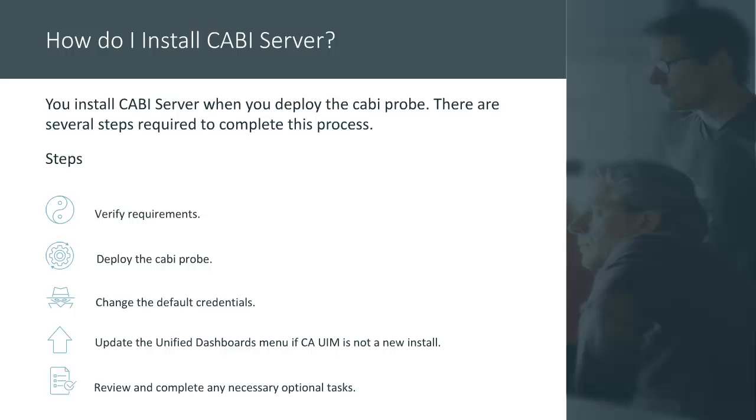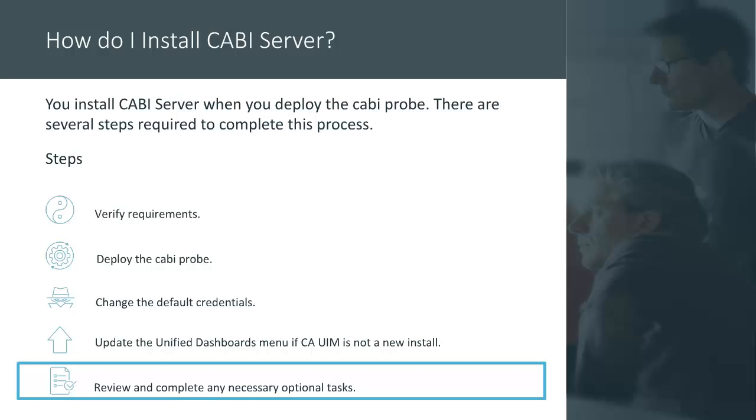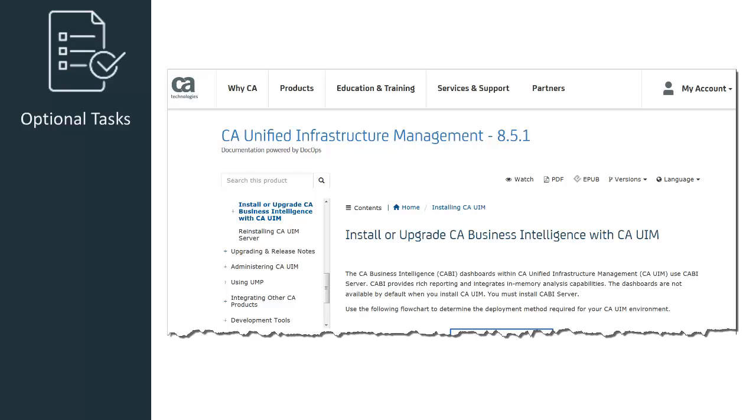For most users, the installation process is complete. But depending on your environment, there might be some optional tasks. For example, if your CA Unified Infrastructure Management environment uses SSL encryption, you might need to configure CABI Server to use SSL encryption. To see what optional tasks you might need to complete, refer to the Install or Upgrade CA Business Intelligence article in the CA Unified Infrastructure Management documentation. A link to this article is provided in the video description. Make sure you are looking at the correct article for your version of CA Unified Infrastructure Management.